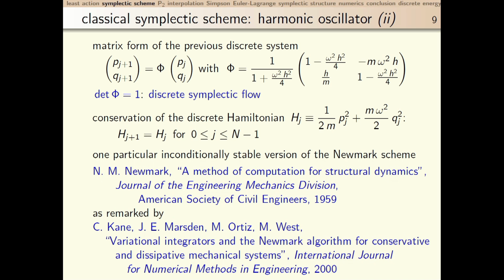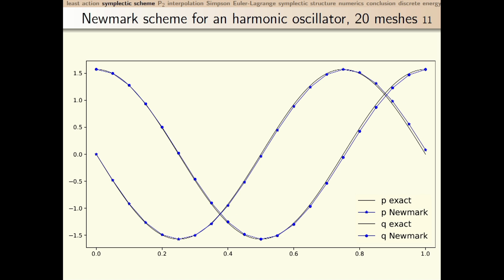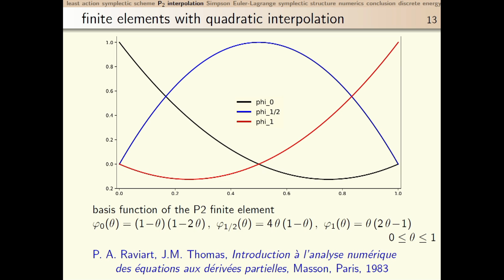And groups working on these schemes remarked that it was also the very famous scheme in solid mechanics proposed by Newmark in the late 50s. And this is in this paper of Marsden and collaborators. So I implemented this scheme for one period of a harmonic oscillator, and you see that when you refine the mesh, you obtain a solution which is quasi perfect and very correct.